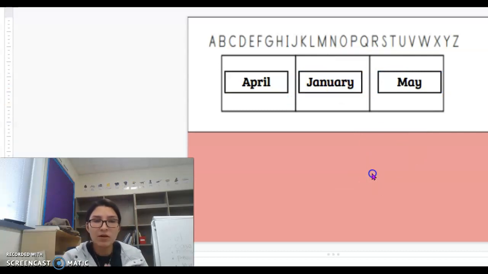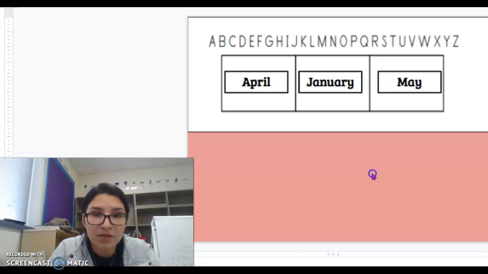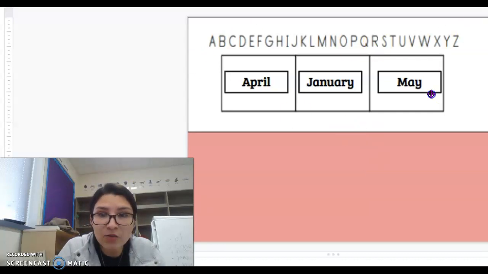All right, so what did we do? I want you to think about it. What did we just do to put these words in alphabetical order? We said the names of the words first, we looked at the letters, and then we used the alphabet as a tool to help us figure out which word would go first, next, and then last.